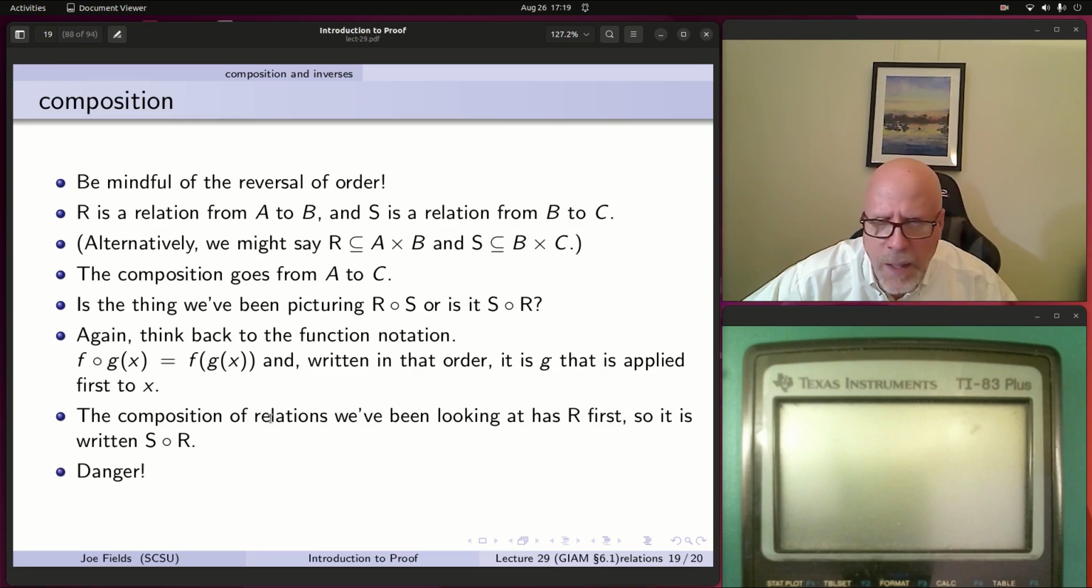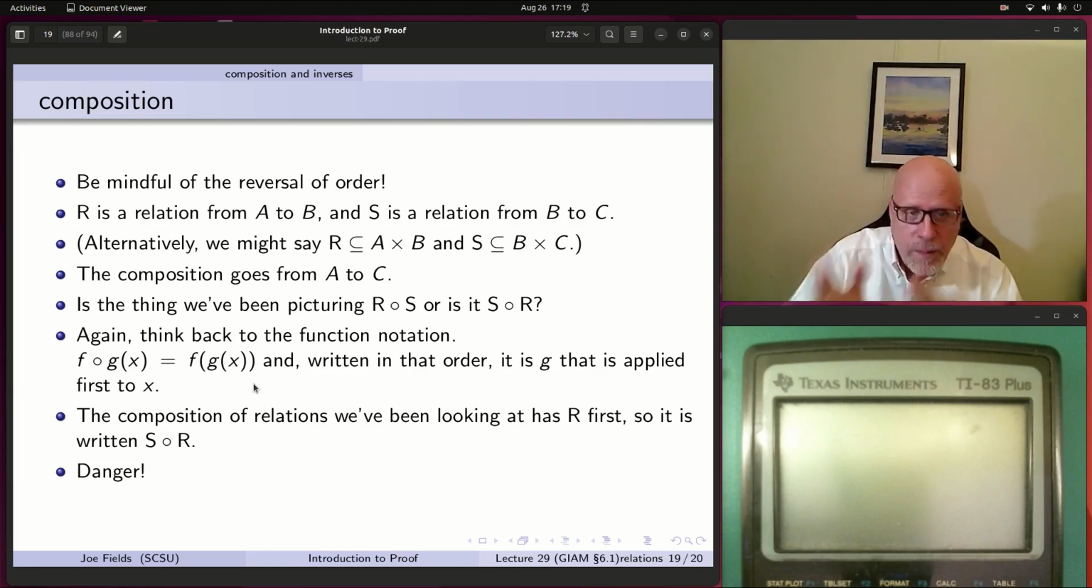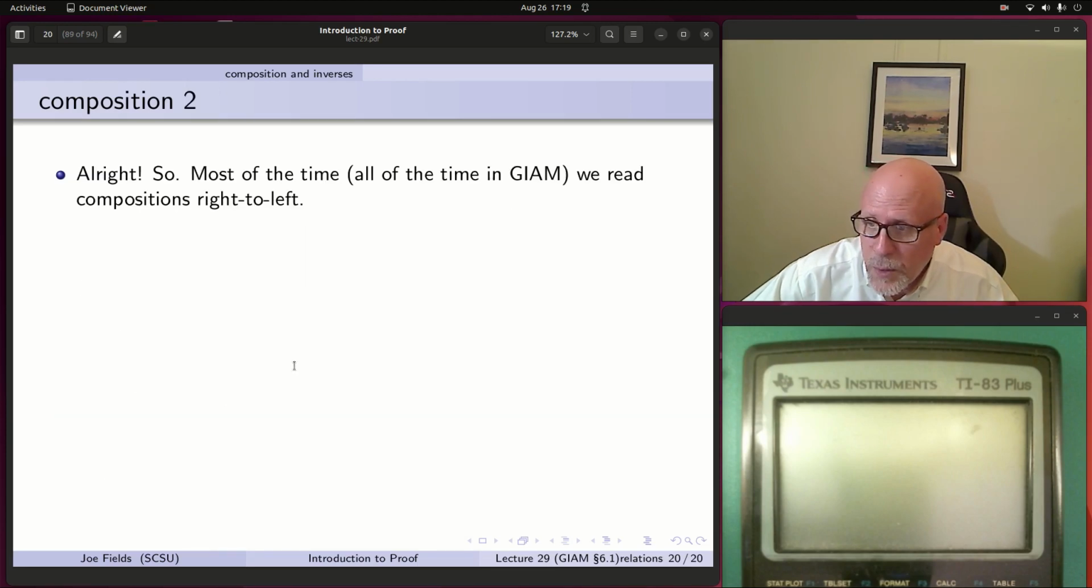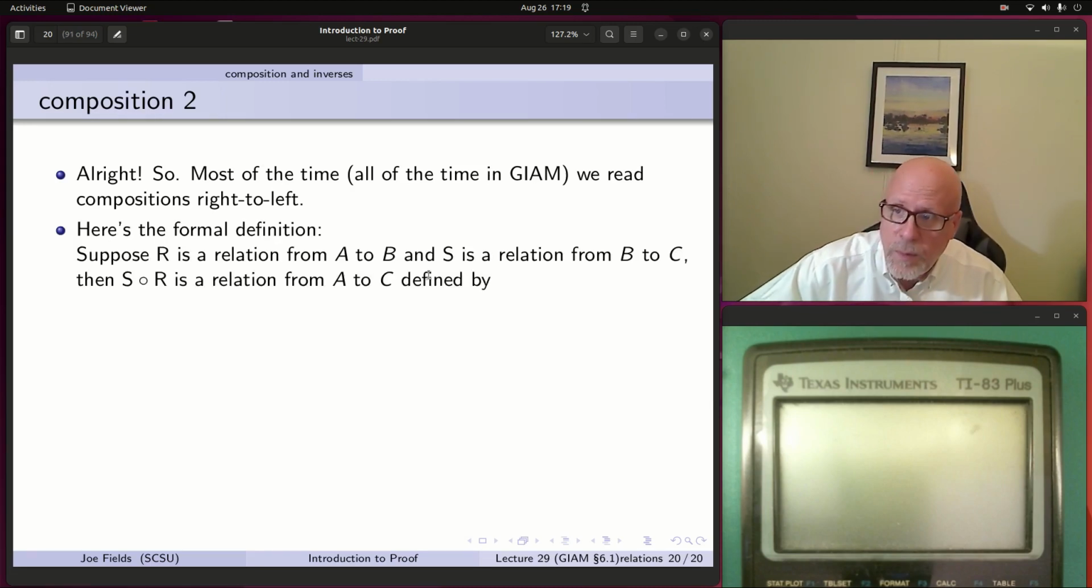Watch out for something. There are a small minority, but still a substantial number of books that will use composition written the other way around. That is, they'll make it seem natural going reading it left to right. Just be aware that this happens, right? Different people take on different conventions, and you just need to be aware of that convention. Okay, yeah. So most of the time, and all of the time in the book you're currently working your way through, we're going to read our compositions from right to left. Okay, here's the formal definition.